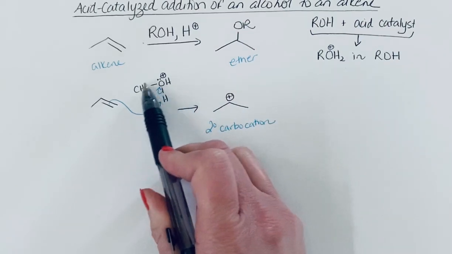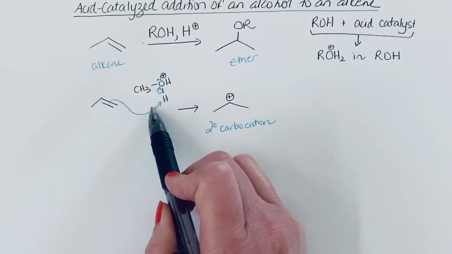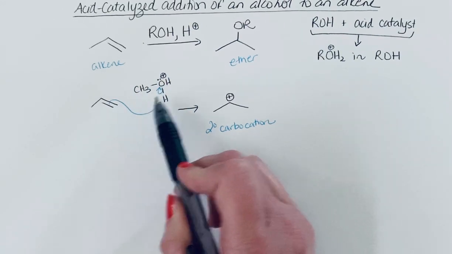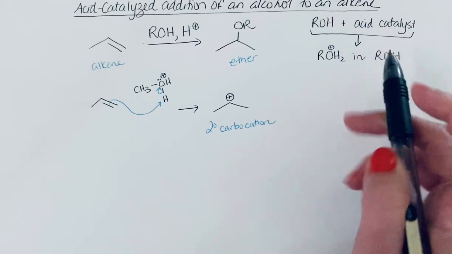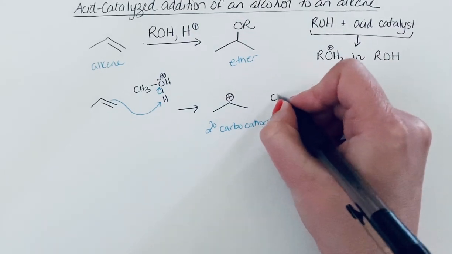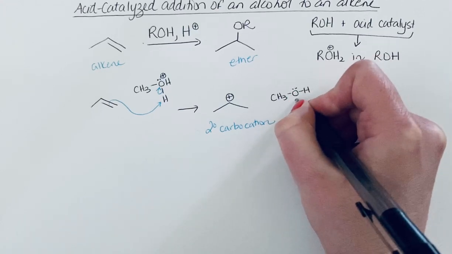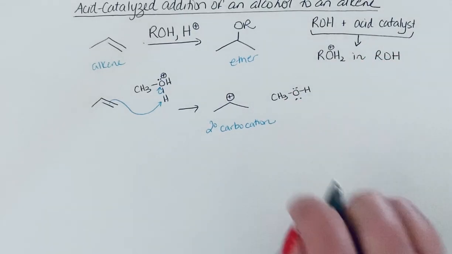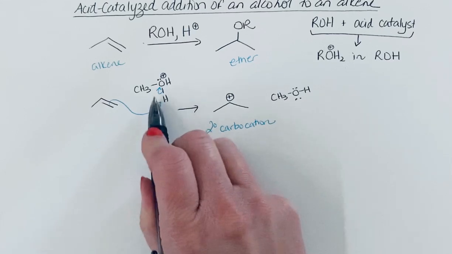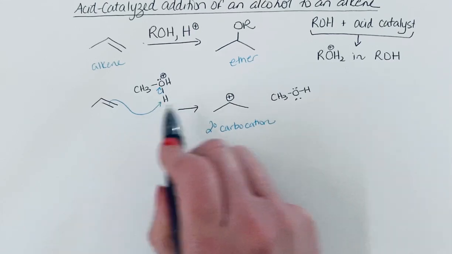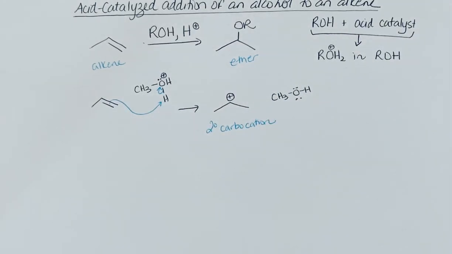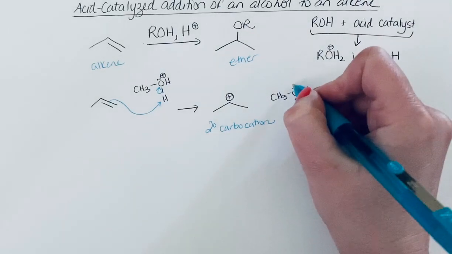So if we were working with a solution of acid and methanol, we have protonated methanol, and then we have a lot of just the alcohol, in this case, methanol as well. Just like water, alcohols can act as an acid here if it's protonated, and here it's going to act as a nucleophile in its neutral form.